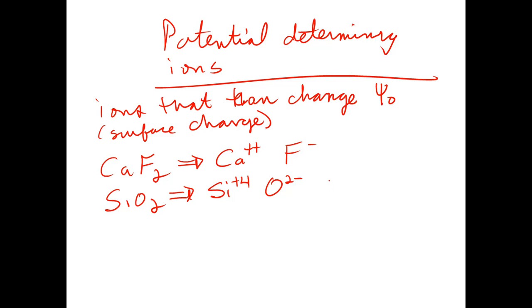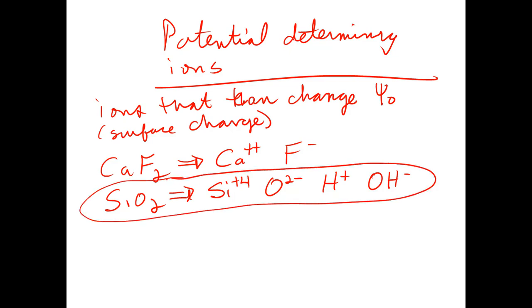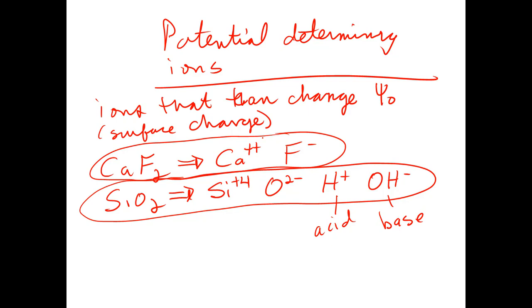Oxygen anion. But for oxides, this also includes hydrogen ion and hydroxide ion, going all the way back to our original figure where we were showing the ability to change the surface charge of quartz by adding an acid or a base. For non-oxides, though, typically we look in terms of the ions. But all of these are examples of potential determining ions because we can change the surface charge by addition of these ions.